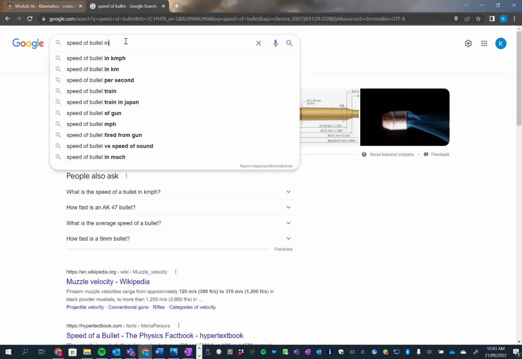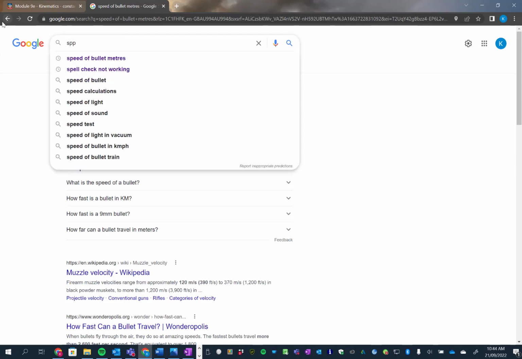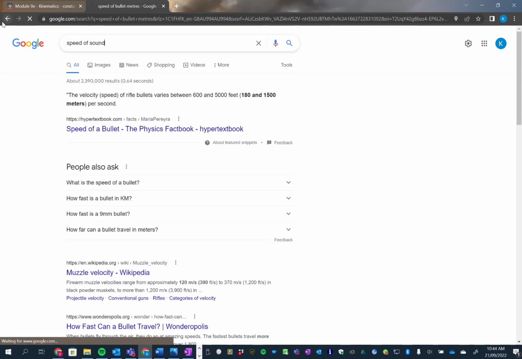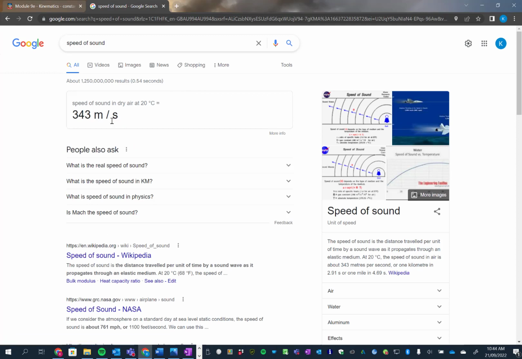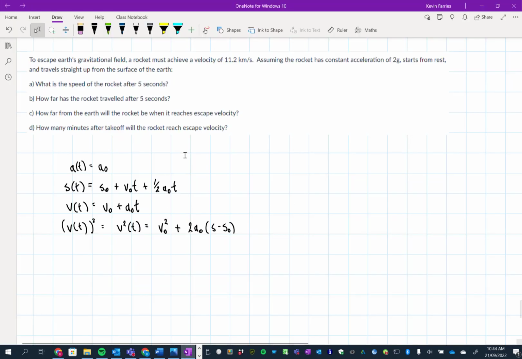Always feet. Yeah, so somewhere between 180 and 1500 meters per second. I think usually it's around 360 odd. Maybe that's the speed of sound I'm thinking of. It is. So the speed of sound is about 343 meters per second. So the speed of a bullet's going to be a fair bit faster than that, usually. Anyway, let's get back to this problem.